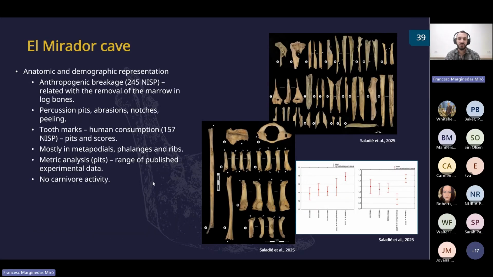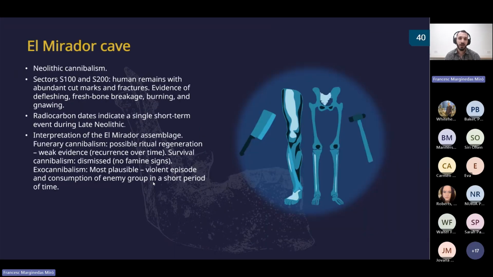About the anthropogenic breakage is again associated with destruction and consumption of the marrow from the long bones and brains from the skulls. This breakage is visible through percussion pits, abrasions, notches, and peeling. And there are also human tooth marks, mostly on the metapodials, phalanges, and ribs. And the metric analysis of these marks overlaps with the ranges published in experimental studies on human tooth marks. And in addition, there's no carnivore activity.